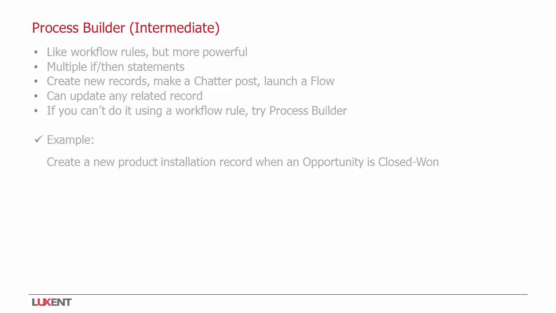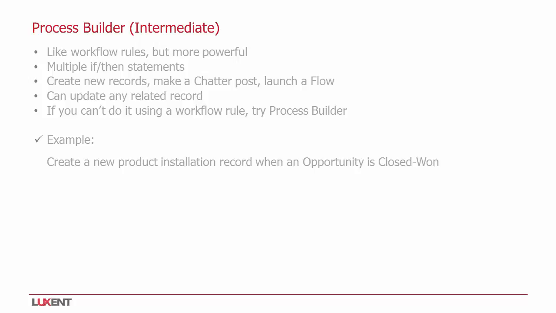For example, Process Builder allows you to create new records and create chatter posts, which workflow rules can't do. Process Builder is a very powerful tool to have at your disposal, but the interface can be difficult to interpret, and it has some quirks due to its relative youth as a feature. Unless you know right off the bat that you need to be able to create a new record or a chatter post, I recommend always starting with a workflow rule first to see if it can accomplish what you're looking for. If a workflow rule can't get the job done, then try out Process Builder.